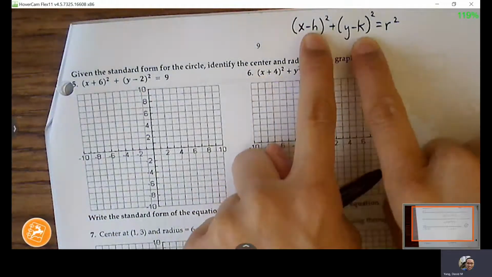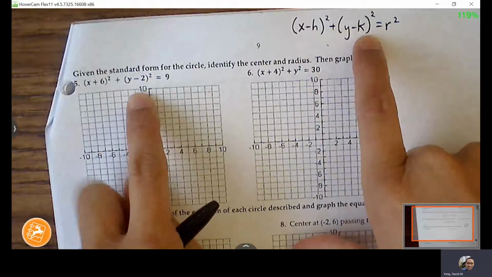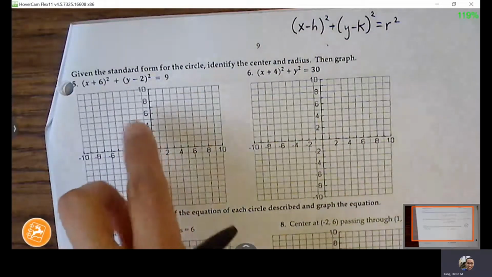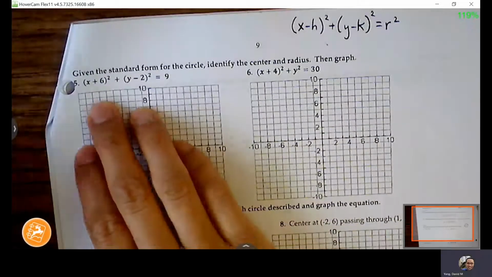So the center is going to come from your (h, k), and your h is always with the x, your k is always with the y, and you're always pulling the opposite sign, just like how we did parabolas. So what do you think the center is for number 5? Yep.